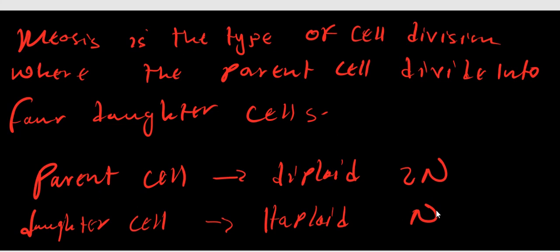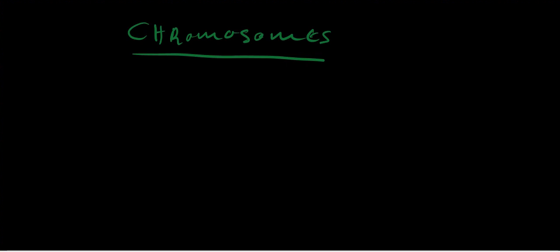So from here, let's quickly look at the very important part which is giving us this process of meiosis, and this is chromosomes. So let's quickly discuss chromosomes. The first thing that I will explain is the structure. So I'll draw the structure of a chromosome. A chromosome has two parts. It has the short arm and also the long arm.